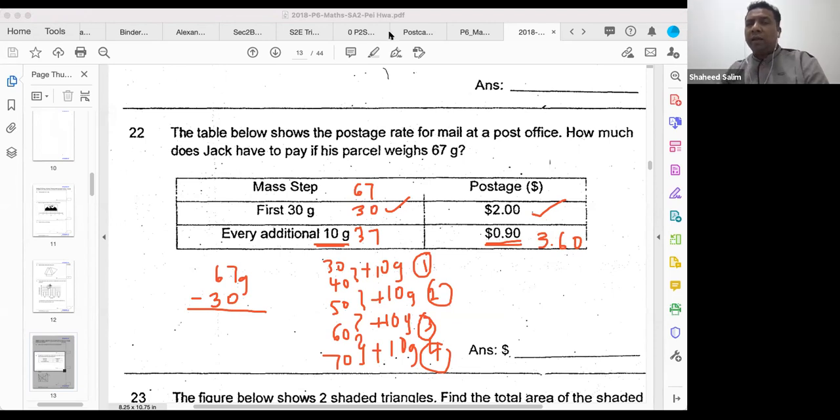I hope you'll get it. Do you understand, sir? Akil, you get it? I don't know, I hope you'll get it. So 560 here. Okay, we move on.